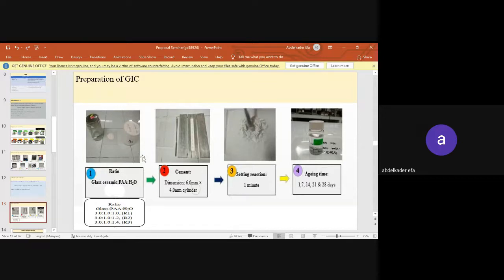After mixing well, the mixture will be put in the stainless steel mold. After that, it is dried at 37 degrees Celsius for 1 hour. After that, we will get a small billet. The billet will be divided into five bottles and immersed in deionized water for 1 day and 7 days until 28 days.